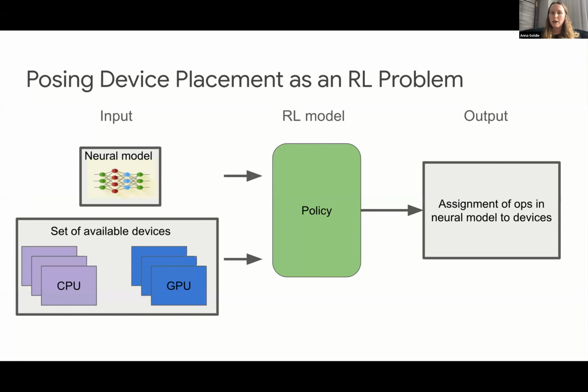So in this work, we pose device placement as a reinforcement learning problem. We take as input a neural network graph of operations and a set of available devices like CPU cores, GPU cores. You could potentially map them onto other types of hardware devices like TPUs. And we have an RL model, a policy, that outputs an assignment of the operations in these models onto the set of devices that are available. And then we can actually run this on real hardware, use the runtime as a reward signal to provide feedback to the policy and allow it to become more and more effective at the task of assigning these ops on devices.